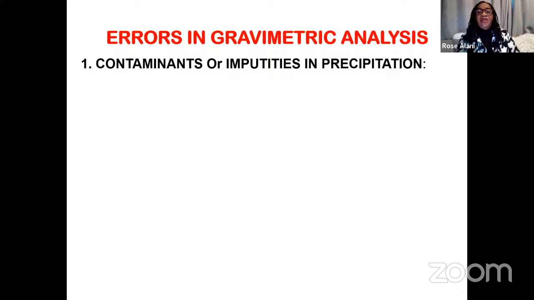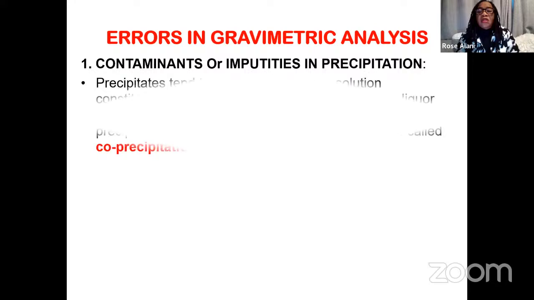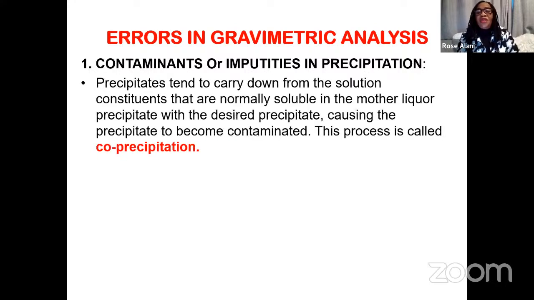So there are certain errors that are associated with gravimetric analysis. That's what we're going to look at now in our first lecture today. So we have contaminants or impurities on precipitation. During precipitation, there are some contaminants and impurities. Sorry about that, the spelling is impurities. I'll correct it. You can correct it also when I send the slides to you.